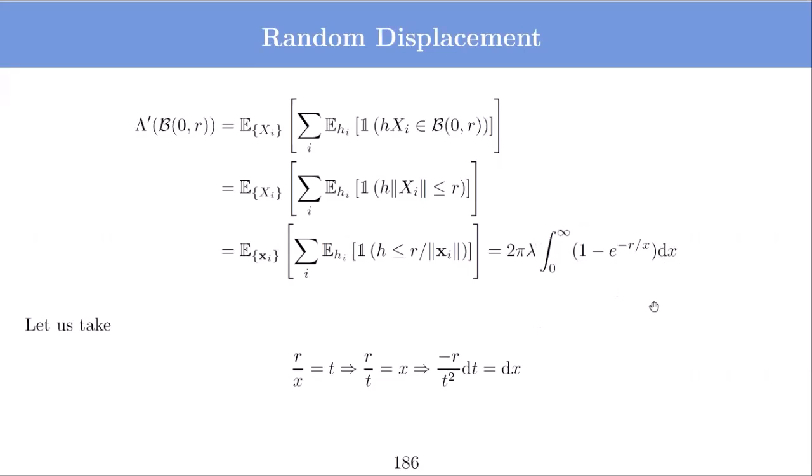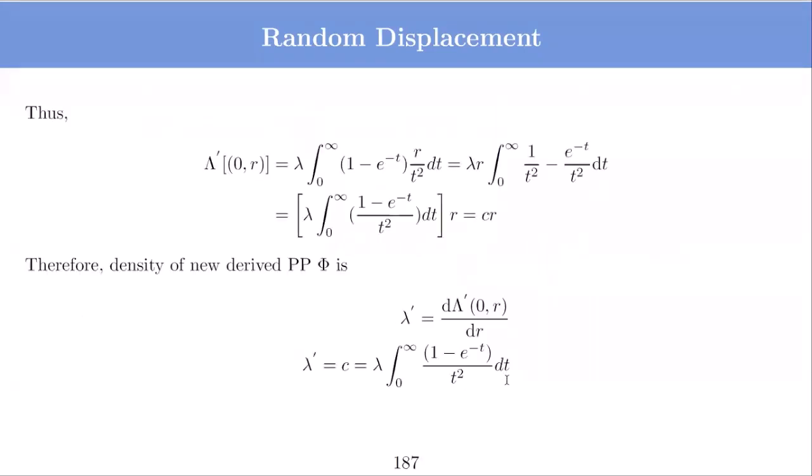Okay, now to further solve it, I can substitute r/t = x, so this will make r/t equal to x, and minus r/t² dt is equal to dx. I substitute that and I get 1 minus 2 minus t, r/t² dt, and then this is 1/t² minus e^(-t)/t², and r will be common outside. And then I get this one and I can integrate this.